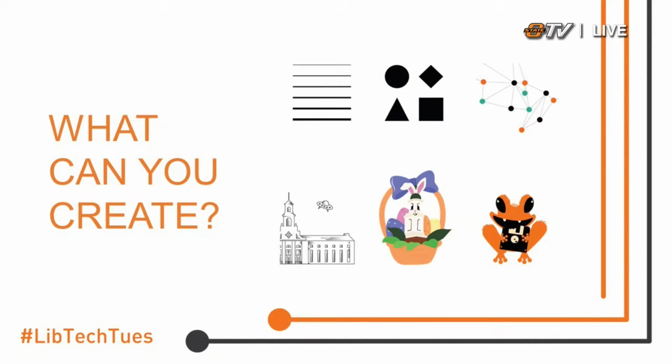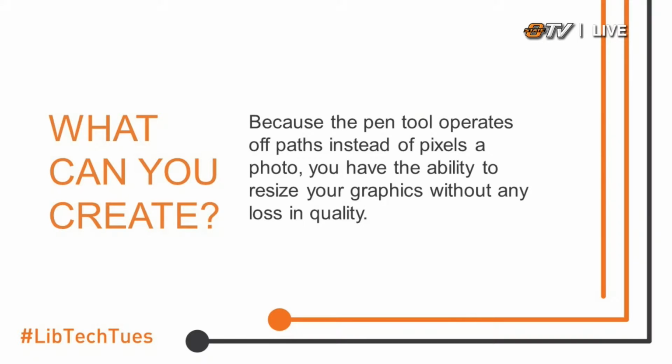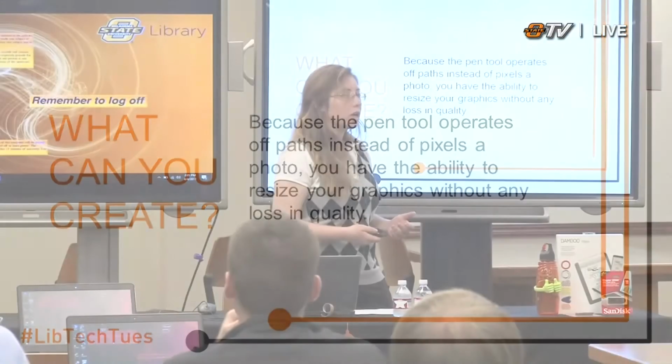Because the pen tool operates off of anchor points and paths, again, anchor points are kind of your stopping points, so they're the thing that form your shape or whatever you're trying to create. Because it operates off of that instead of pixels, think photographs when you think pixels, you are able to change, alter, and resize your graphic or whatever you're creating without any loss in quality.